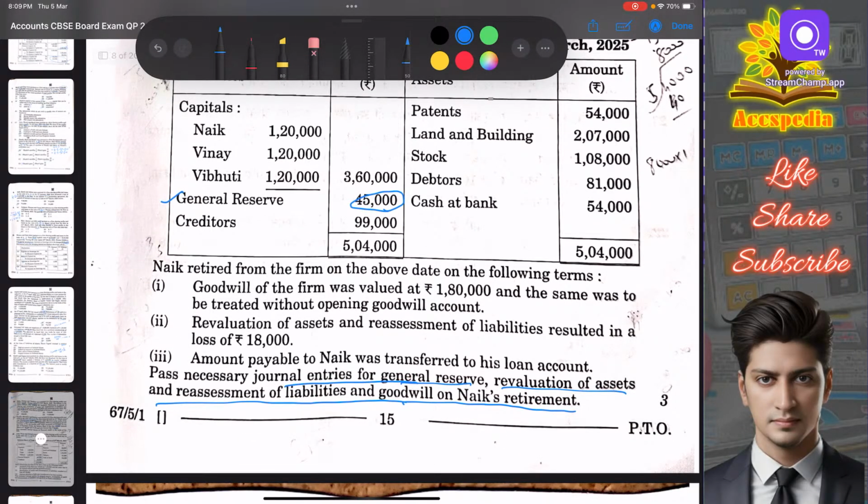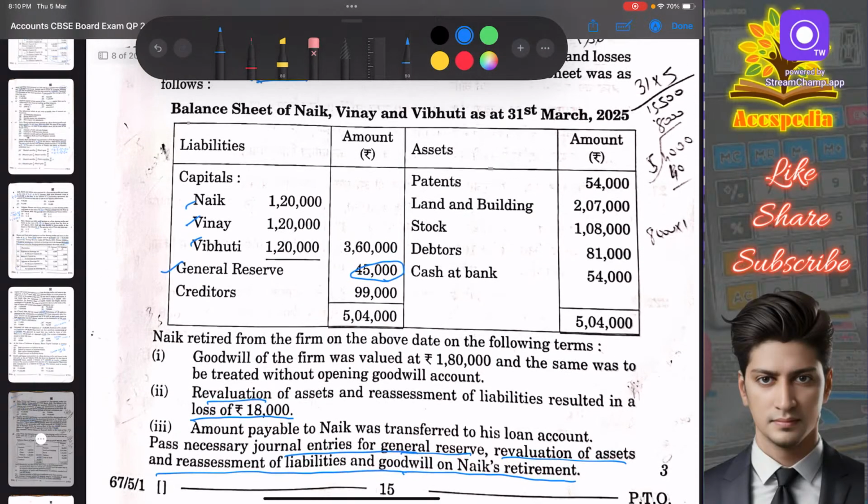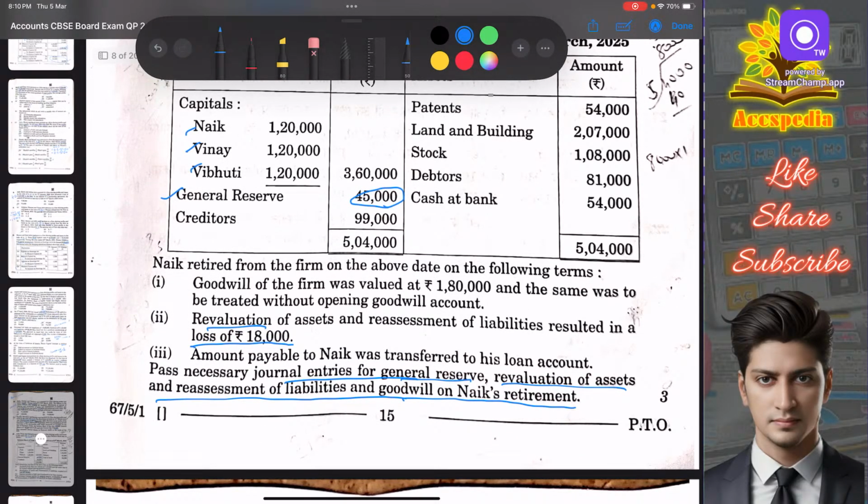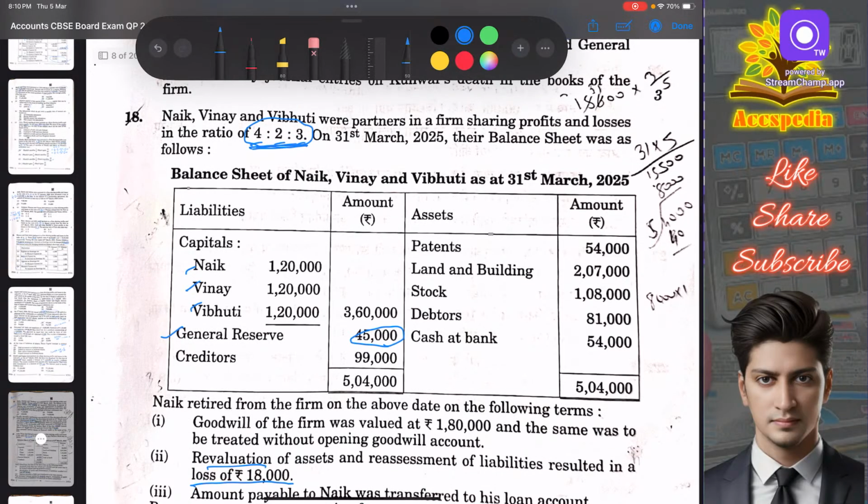And then we have the revaluation loss, which they have calculated and given. For this journal entry, the partners' capital accounts will be debited. That is, debit all the 3 partners' capital accounts and credit revaluation account 18,000. This 18,000 should be debited to the partners in this ratio. That is 18,000 divided by 9, 1 share is 2,000. So into 4.